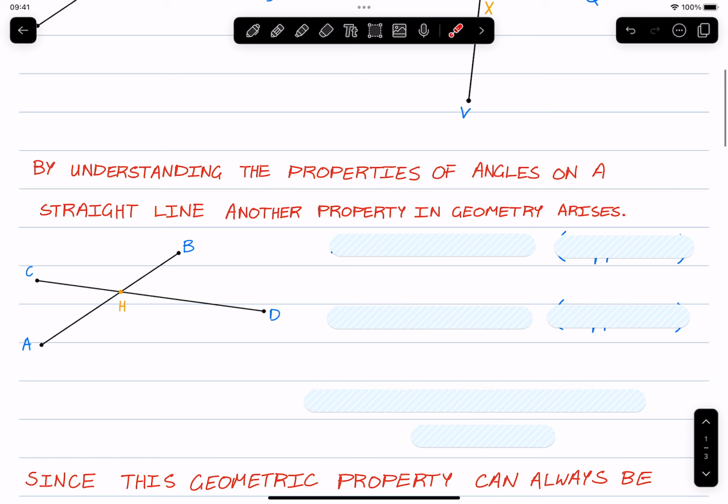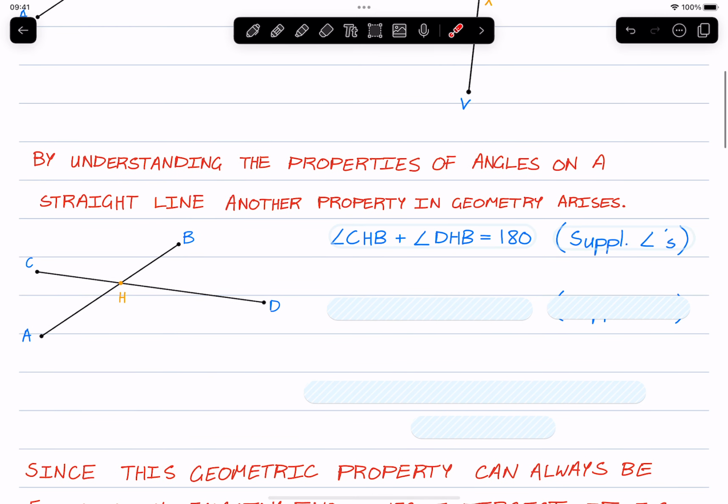By understanding the properties of angles on a straight line, another property in geometry arises. So let's follow along here, okay? CHB plus DHB, this is a straight line, so those two angles must add up to 180 degrees. We know this because that is the property of supplementary angles.